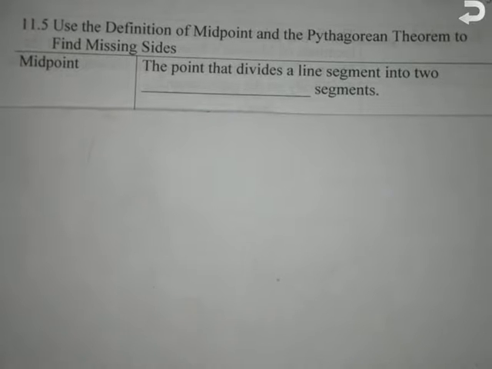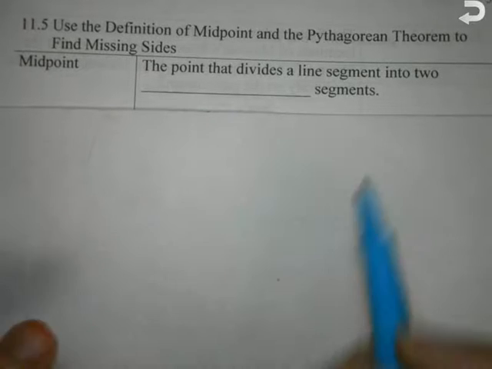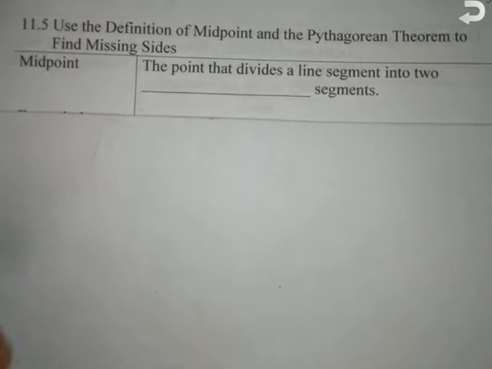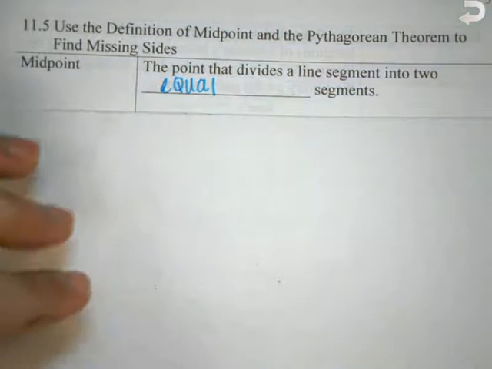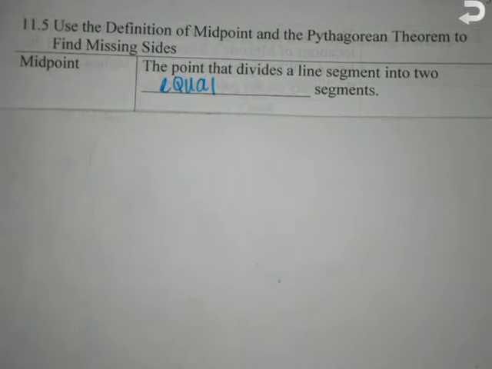The midpoint is the point that divides the line segment into two what segments? No? Any ideas? If it's in the middle, it divides it into two equal segments. You said congruent? That's pretty good. Two equal segments or congruent, same thing. Okay?